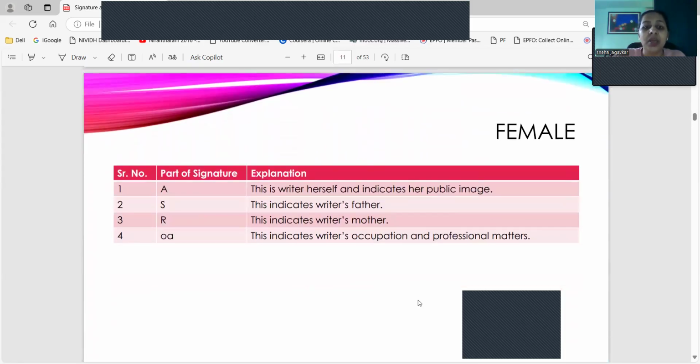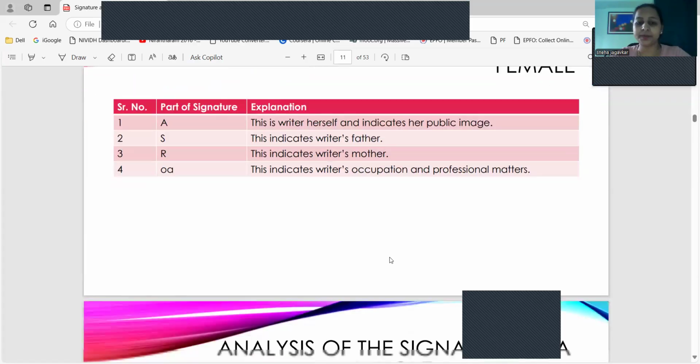Now, for a female, again, if we divide it into four parts, the first obviously stands for the female's self initial, then the second stands for the father, and post marriage, it would be standing for the husband. The first alphabet of the surname stands for the mother again, and for the rest of the words, the fourth part, it stands for the professional and occupational matters, just like the male part.